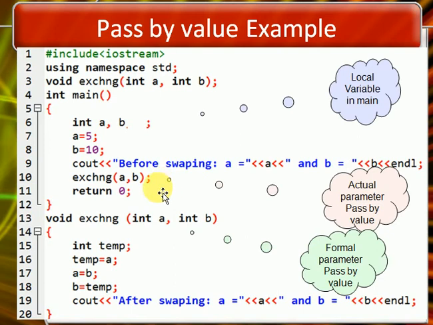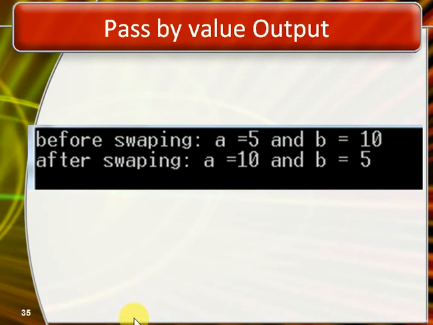Control will transfer to the function definition. At the function call, the two parameters a and b are actual parameters and they are passed by value method. Now here is the function definition and these two are formal parameters. Both will be treated as different variables, and the code has statements to swap values of a and b and display values of a and b after swapping. So the example output of this program is, before swapping a is 5, b is 10, and after swapping a is 10 and b is 5.